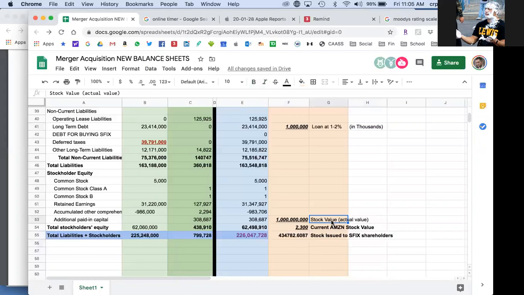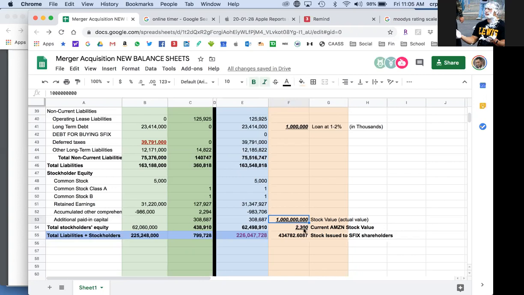I'm going to do this in actual stock value so I know how much I actually have to give them, right? I don't want to start playing with times thousands or millions or anything like that. So they have to get $1 billion. So 1,000,000,000.